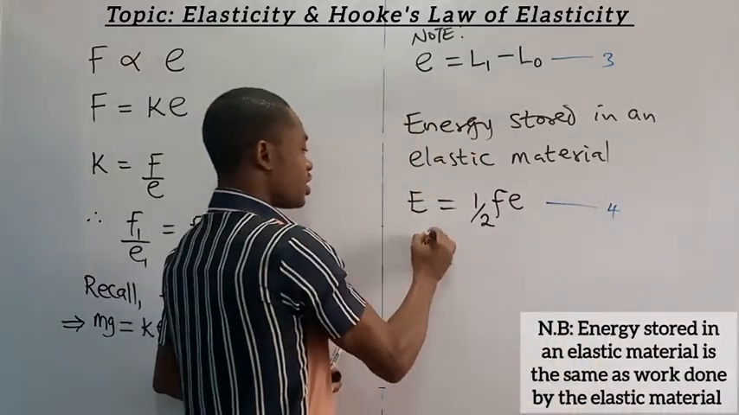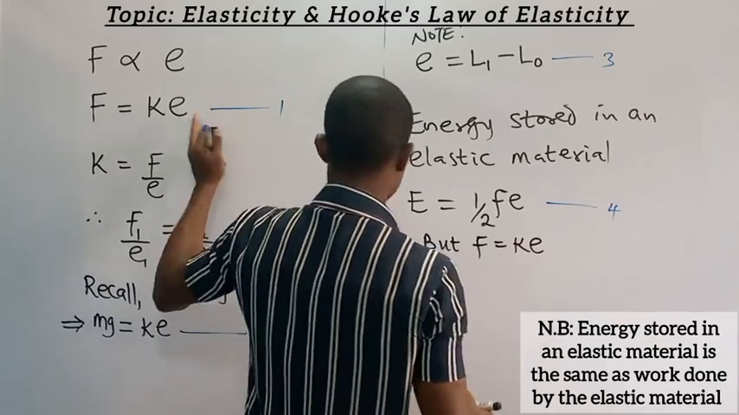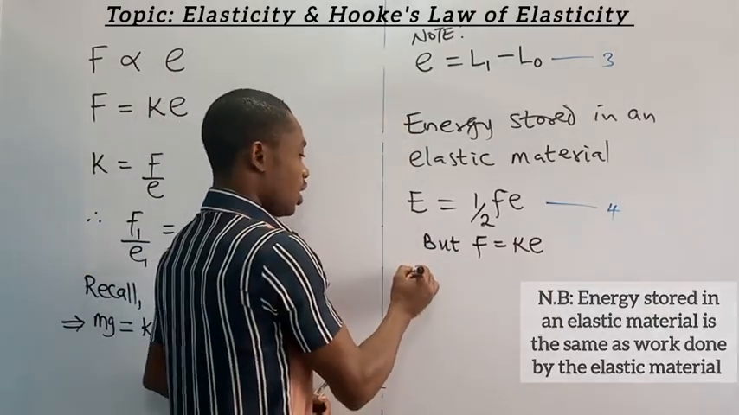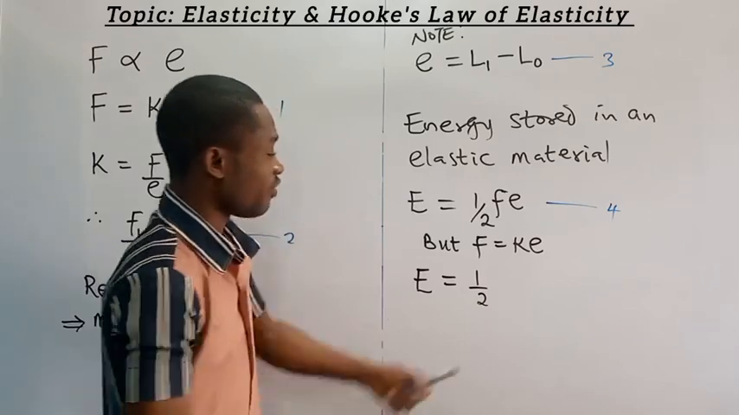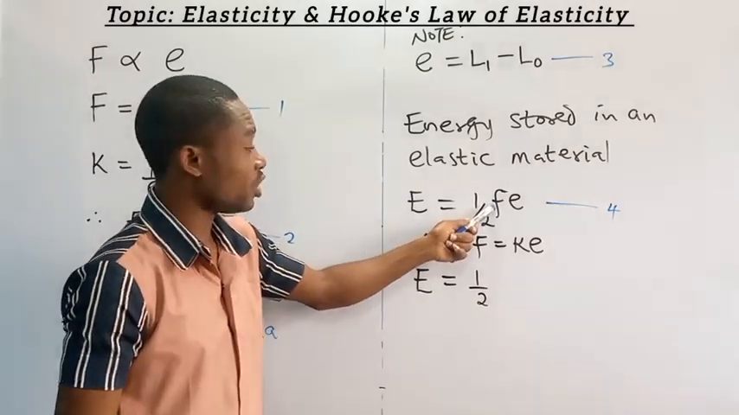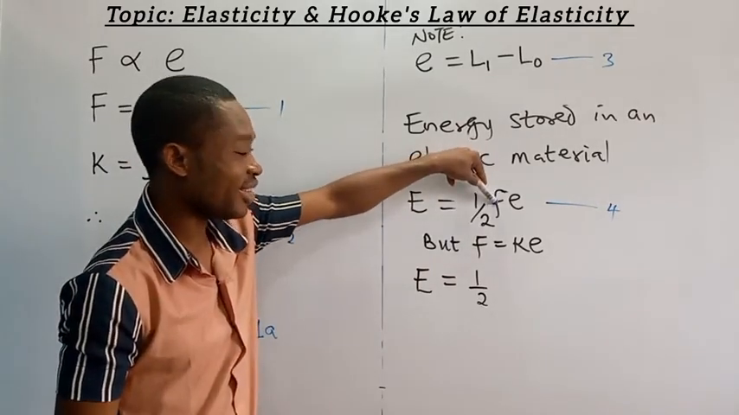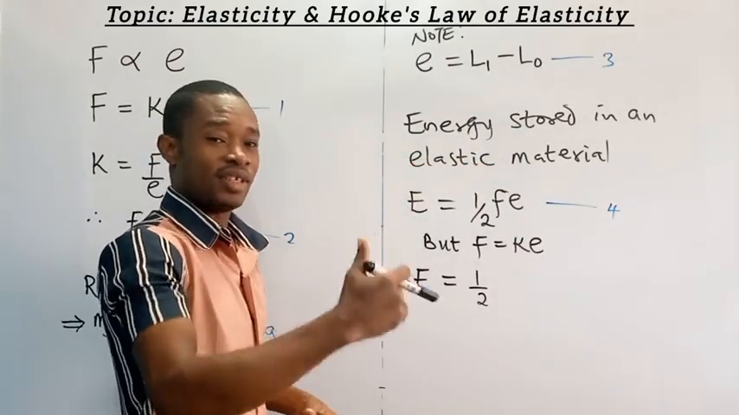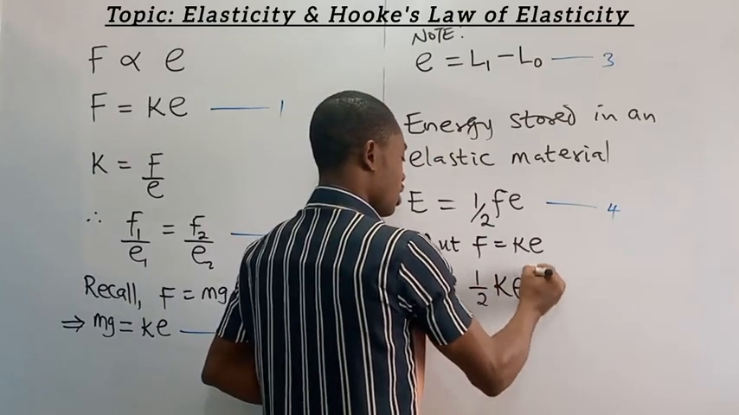But recall that our F is equal to Ke, from Hooke's law of elasticity, equation 1. We can substitute this Ke into equation 4 and still obtain that E is equal to 1 over 2. Please watch out. If I fix Ke here, it's going to be in place of F, it's going to be 1 over 2 times Ke times another e. So that Ke times e, that e times e will give you e squared. And so we can still have this formula to be 1 over 2 Ke squared.